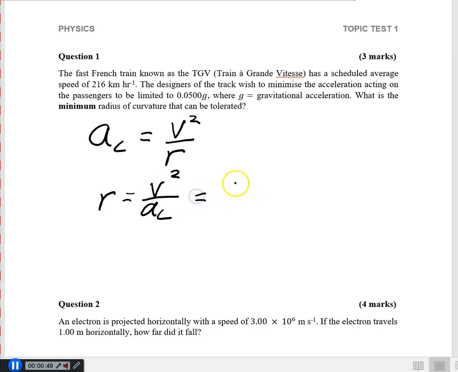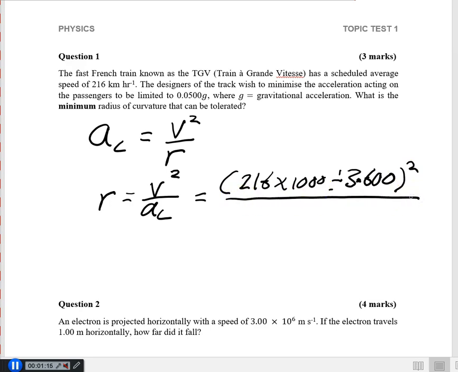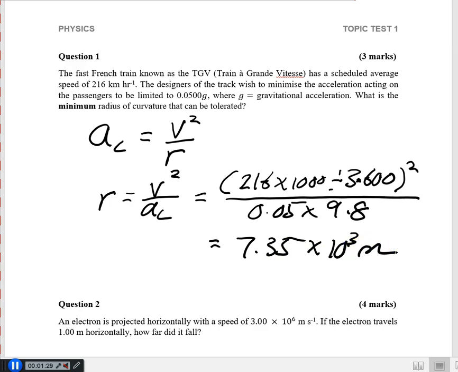In this question, please remember that the v here is always in SI. This 216 km per hour, convert to SI. That itself carries a mark. So you have to take this times 1000 divided by, sorry, not 3.6, 3600. And then you have to square the whole term. That's how you change the kilometer per hour into SI unit. And then you have to divide by the centripetal acceleration, which is 0.05 times 9.8. The answer for this is 7.35 times 10 to the power of 3 meter. So this is how you should always write it.